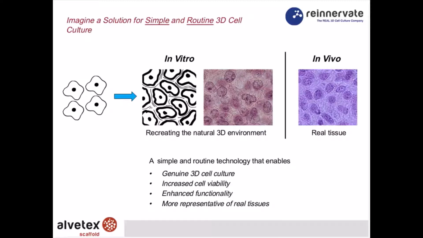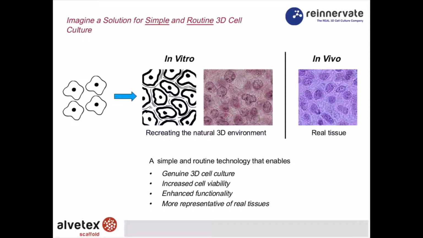And we've created a solution for simple and routine three-dimensional cell culture that recreates the natural three-dimensional environment for cell growth. So what we see in these two images here and here are histological sections of cells growing either in 3D or in vivo when transplanted into an animal. And these are exactly the same cell type. This is grown in Alvetex, and here grown as a xenograft. And that's what this technology is all about. It enables you to grow cells now in 3 dimensions in a way that more closely mimics the structure of real tissues in the body.